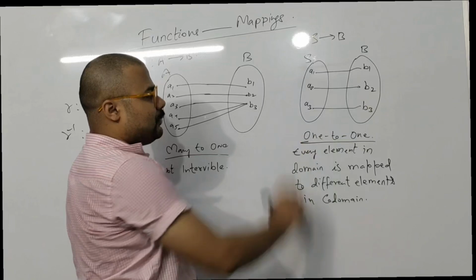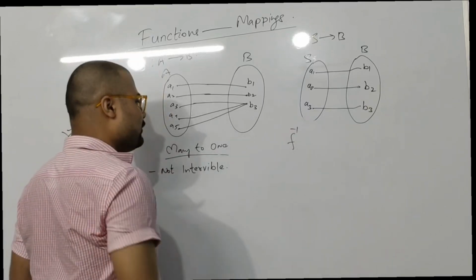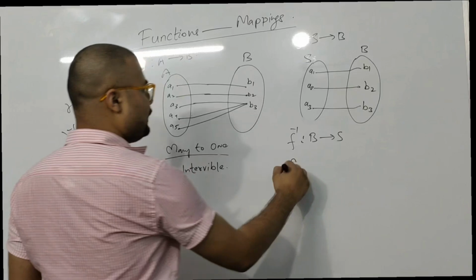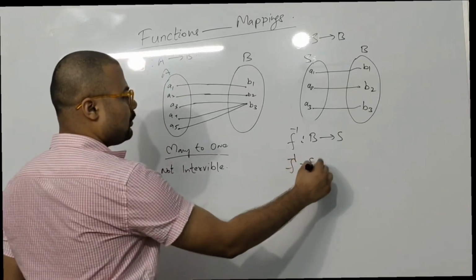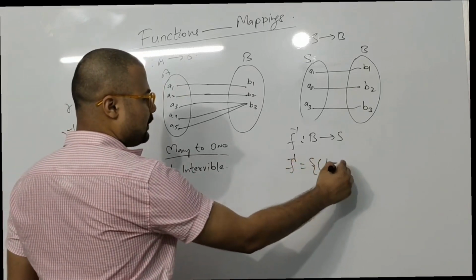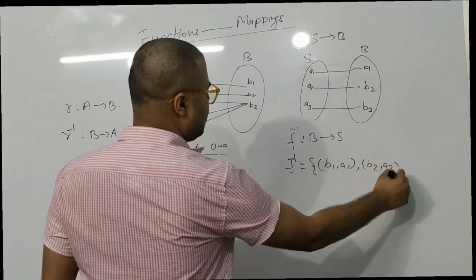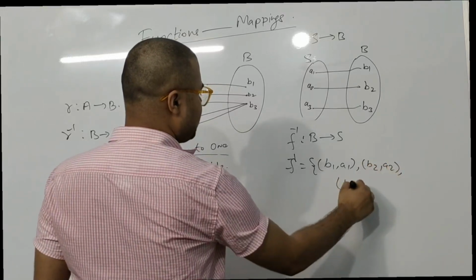In this case, if you try to find the inverse, what will f inverse be? f inverse is from B to S, and f inverse is equal to B1 A1, B2 A2, and B3 A3.